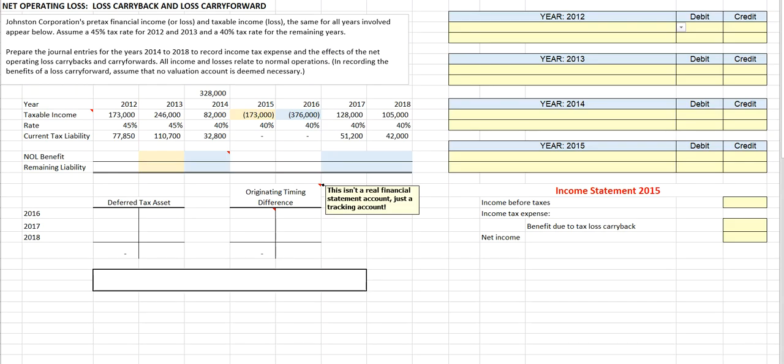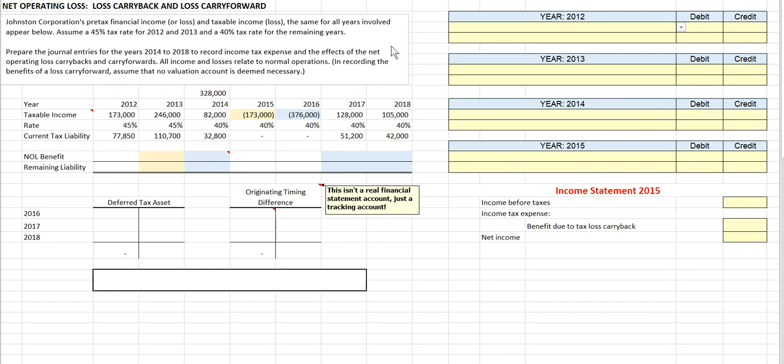The Johnston Corporation's pre-tax financial income or loss and taxable income or loss are the same for all years involved that appear below. In other words, there are no timing differences. We're going to assume a 45% tax rate for 2012 and 2013 and a future tax rate for the remaining years of 40%. We're going to prepare journal entries for all the years to record our income tax expense, the effect of net operating losses, and carryforwards.